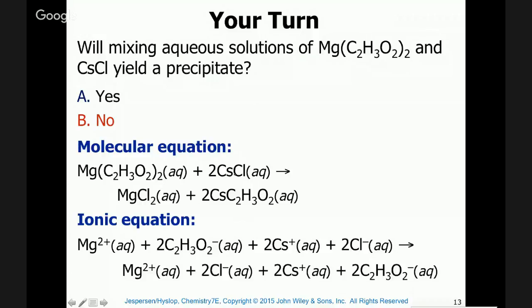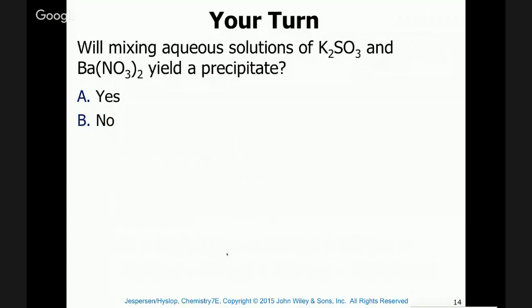This is correct. Magnesium combines with chlorine. You have your cesium and your acetate combined together. When you write out your ionic equation, you can see that everything will cancel out. You have no reaction. So no precipitate would have formed. What about in this case? Go ahead and pause the video. Try that one out. Okay, you should see a yes.